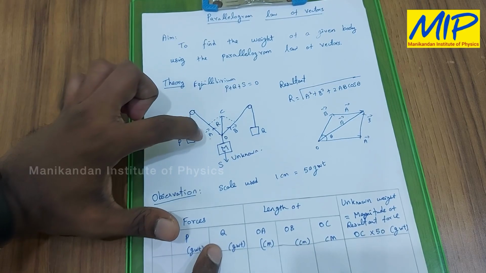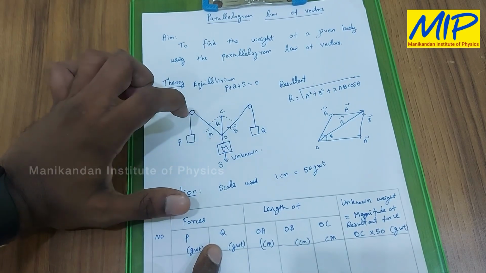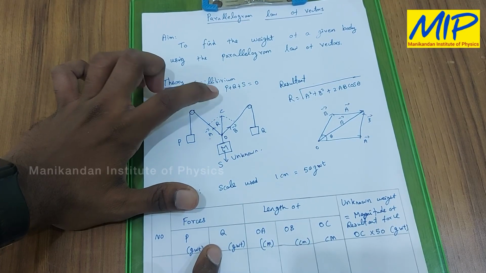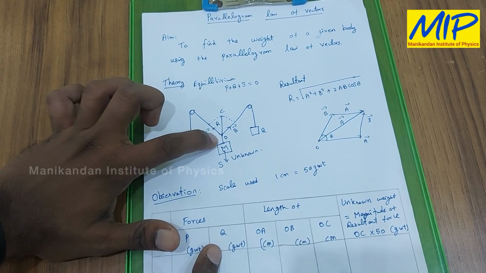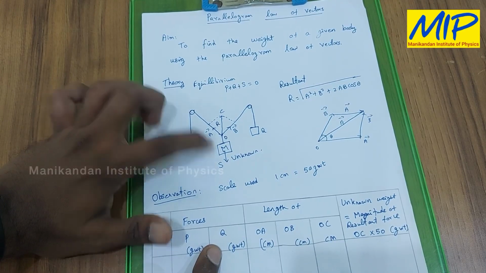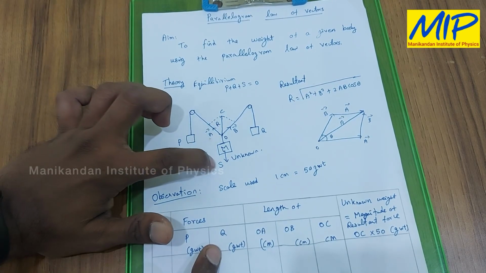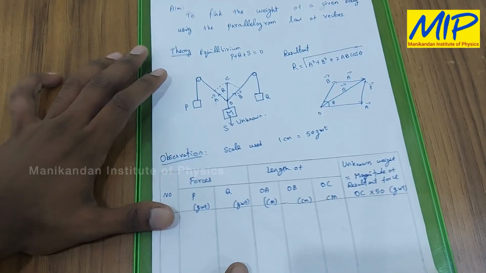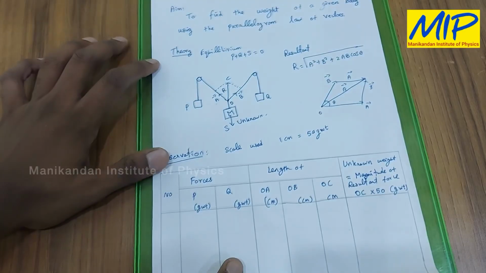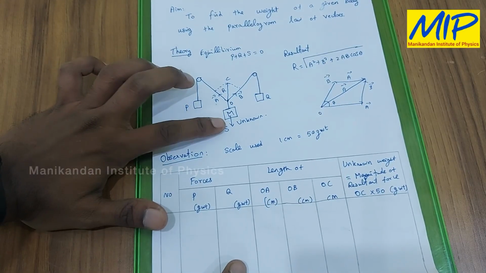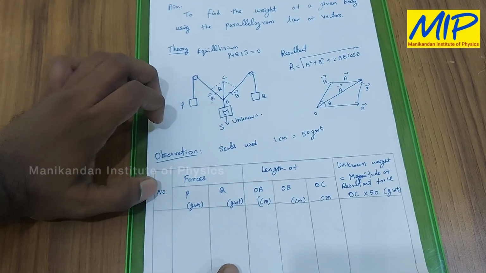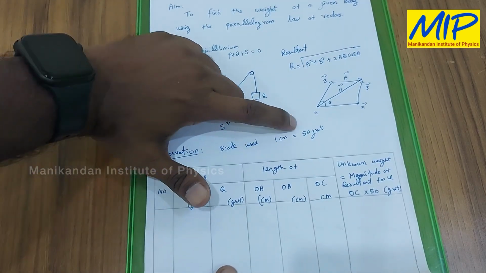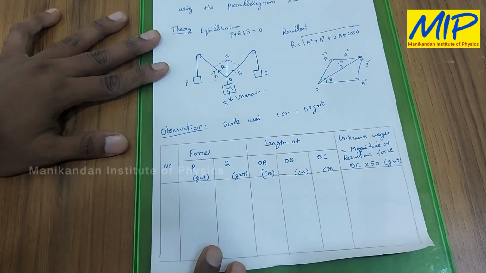If I take the resultant between A and B, I can find my resultant. This resultant vector is equal to my downward force. So if I am able to find my R value, then I can find the weight of the unknown mass. Using this experiment, I am going to find the unknown weight of the given mass. In my observation, I am taking the scale of 1 centimeter equal to 50 gram of weight. I want to explain the table.